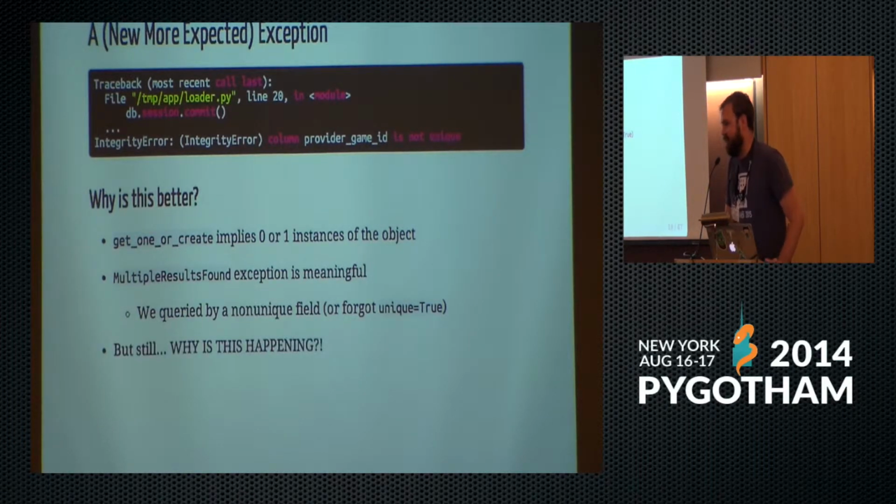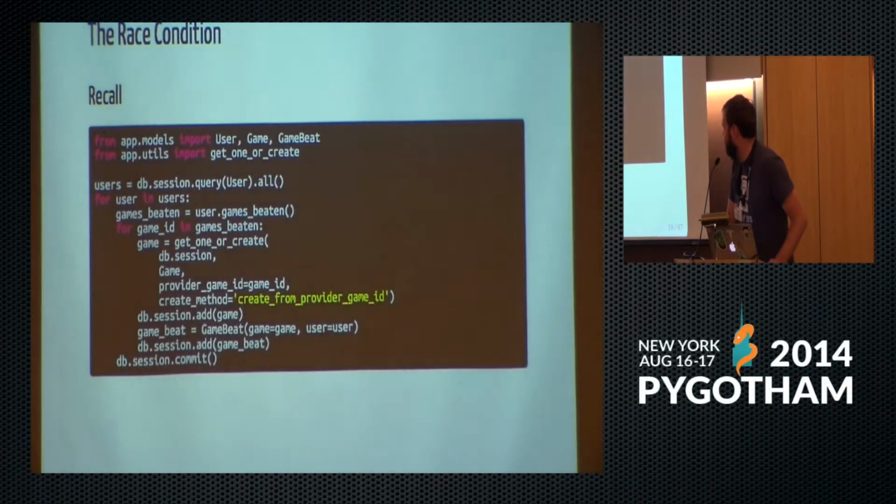But still, this is a problem. We need to figure out why this is happening. How is this getting in there? How could two things be inserted using this method? So let's take a look back at the script that we're using for loading stuff in. Everything seems to be good except, oh, look, where we commit things is at the very end. So this should be fine if we're running it in one process, one thread, whatnot.